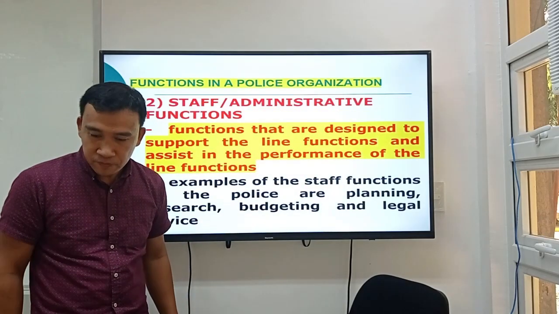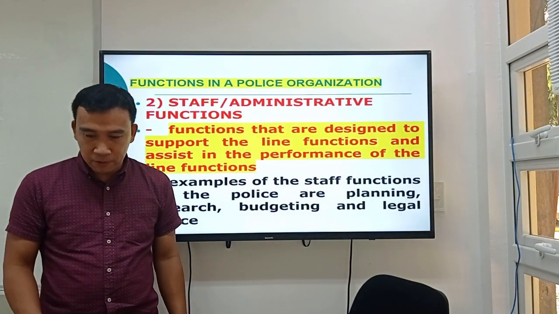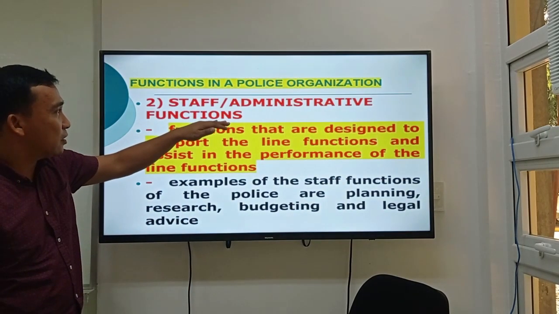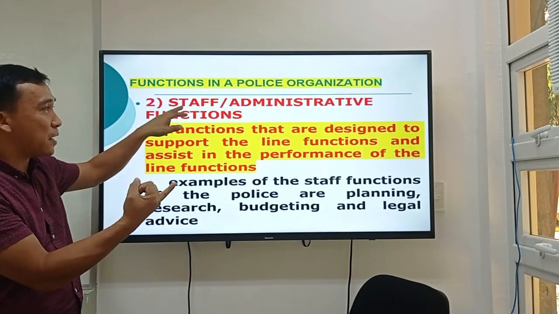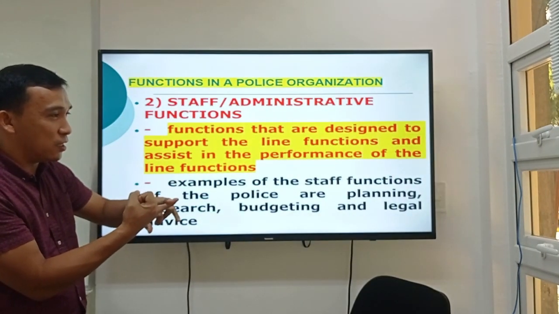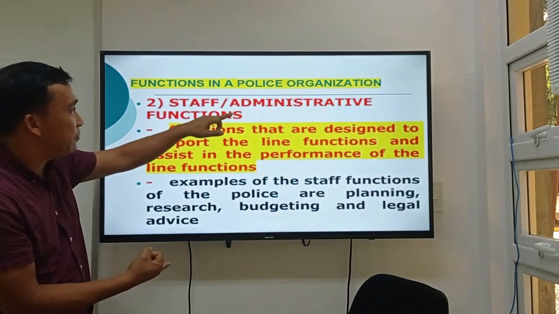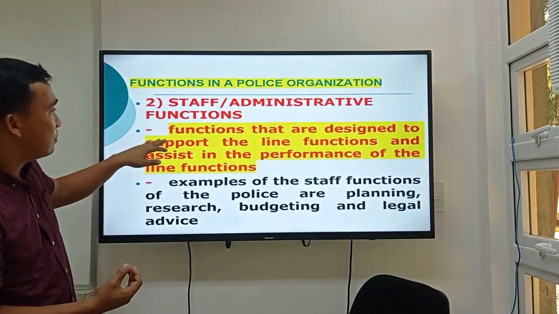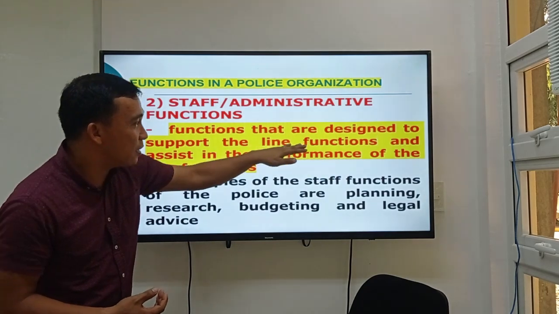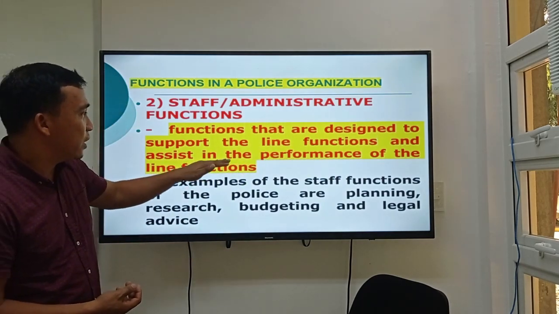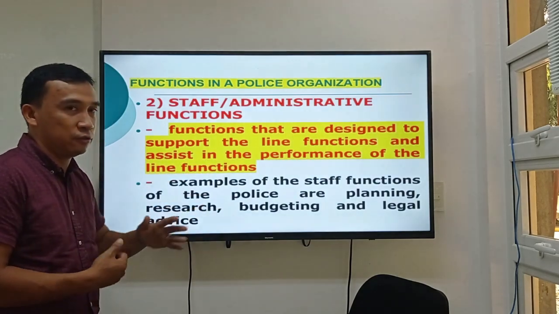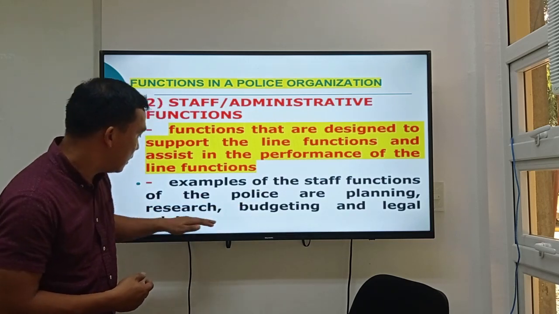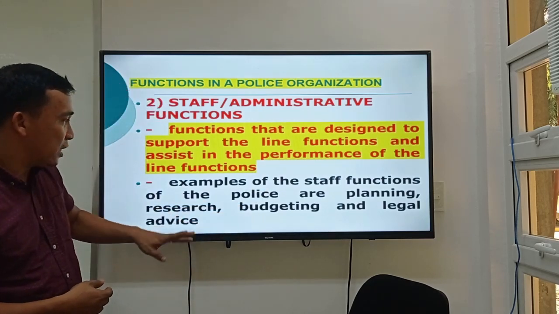Okay? Next, we have the staff or administrative function. Pag sinabi natin staff or administrative function, so yung kanina primary is trabaho yan o function yan ng operational unit. This is staff or administrative functions, ang may trabaho dyan ay yung administrative unit na ang focus is to support the line function and assist in the performance of the line function. Okay? Examples of the staff functions are planning, research, budgeting, and legal advice.